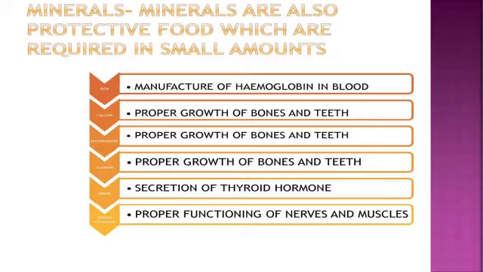So children, now we have understood about vitamins, the importance of vitamins, different types of vitamins and the sources of vitamins to our body. Next we will move on to minerals. So minerals are also called protective food which are required in small amounts. So why do we require minerals? They help in the manufacture of hemoglobin in blood, proper growth of bones and teeth, secretion of thyroid hormone and proper functioning of nerves and muscles.